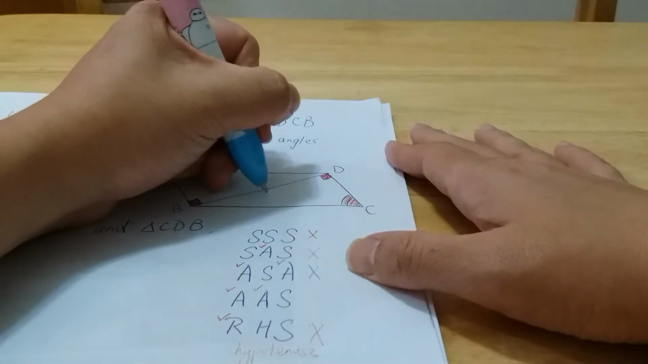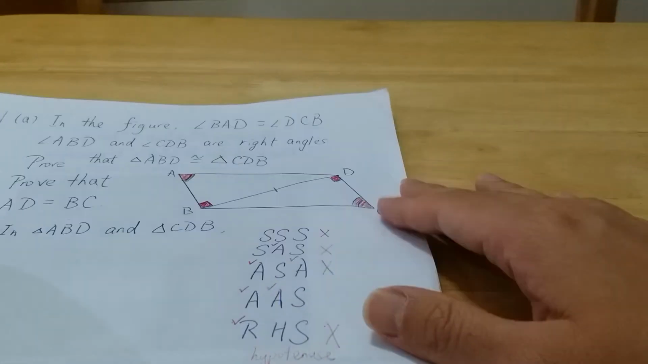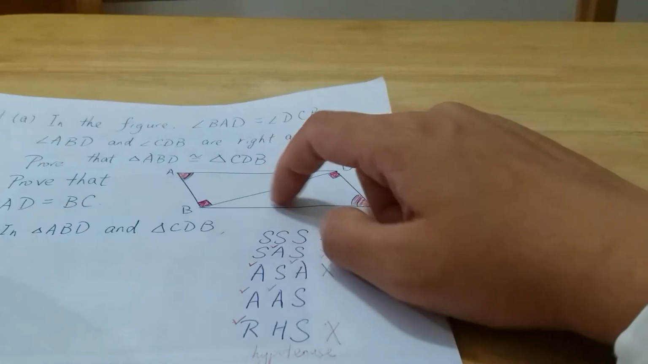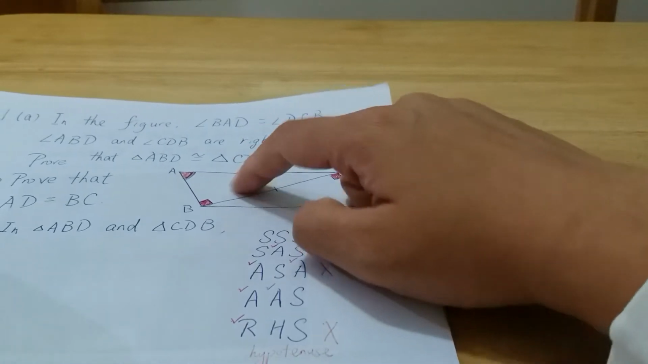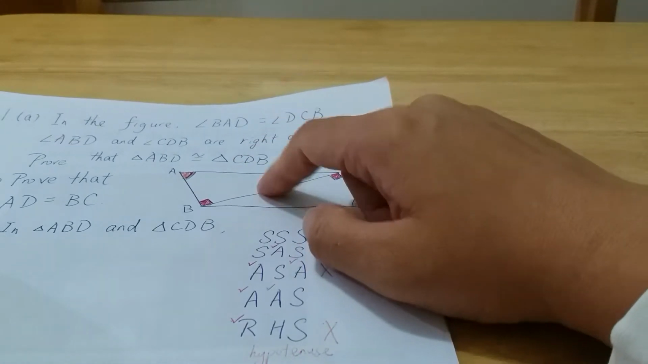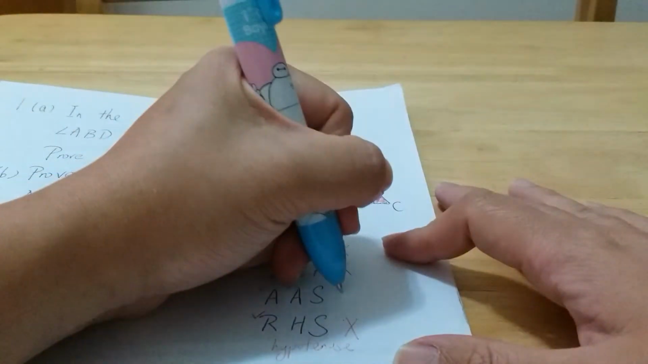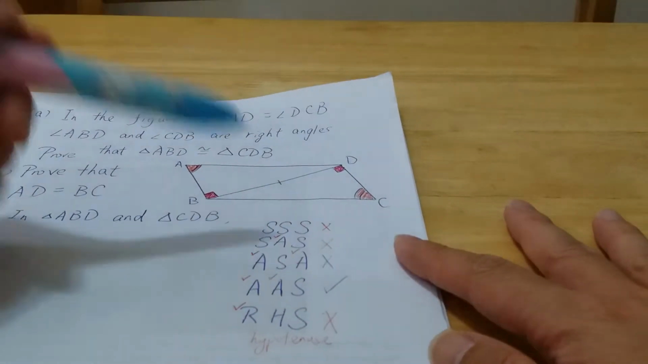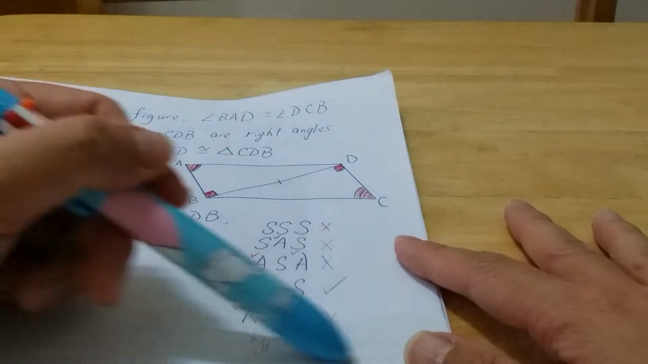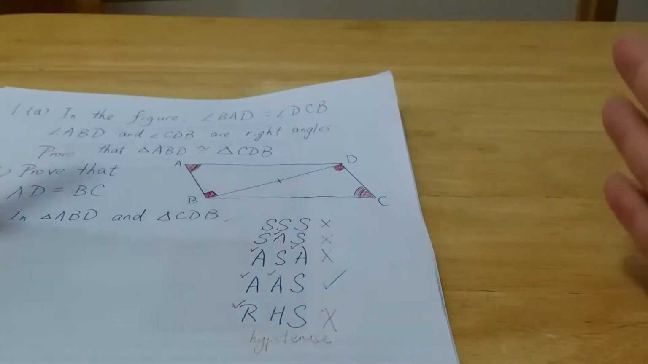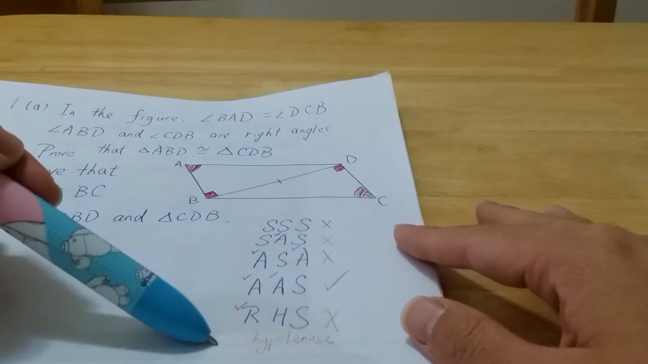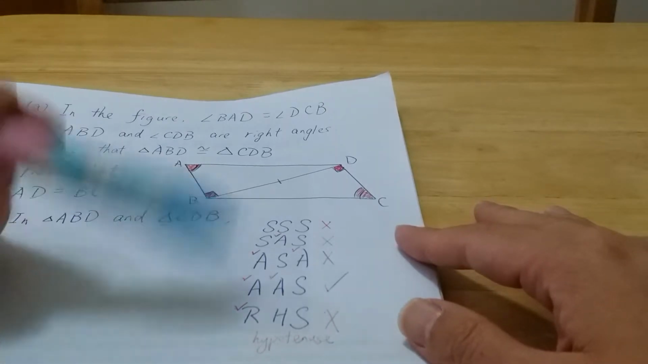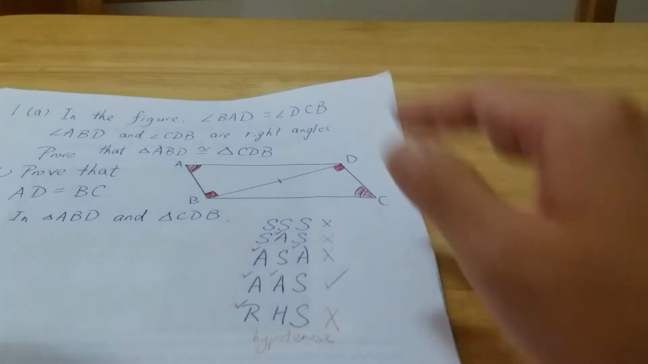That is the common side. Because we have two triangles, and the sides are the same. So we will use the common side here, and we will use AAS here. In the examination you are not going to write down these things, but you are going to determine which one you are going to use, not only SSS, but please pay attention to what you use.